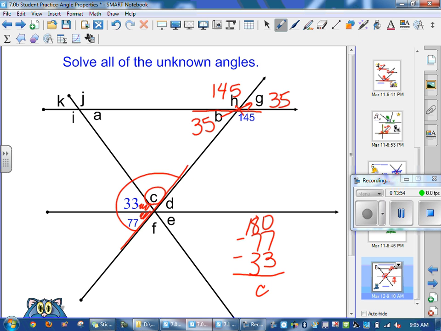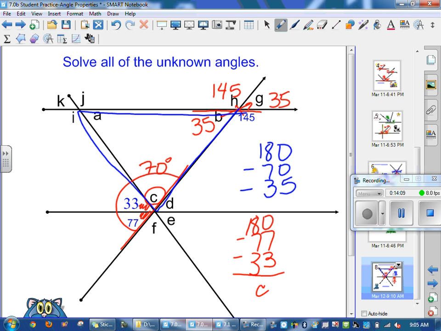So now I know he's 70. I have a triangle right here. How big is A going to be? 180 minus 70 minus 35. That's going to give me angle A. So how big is angle A? 75. Which other one has to be identical to him? K, because he's opposite.